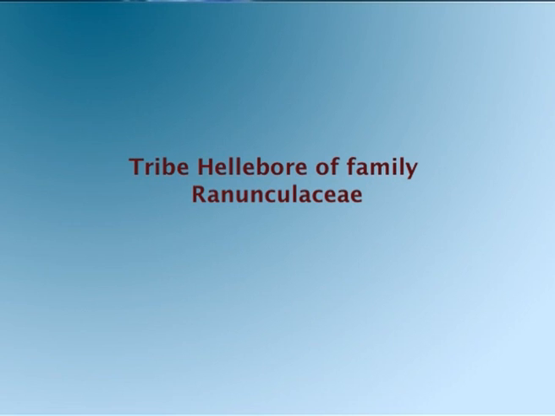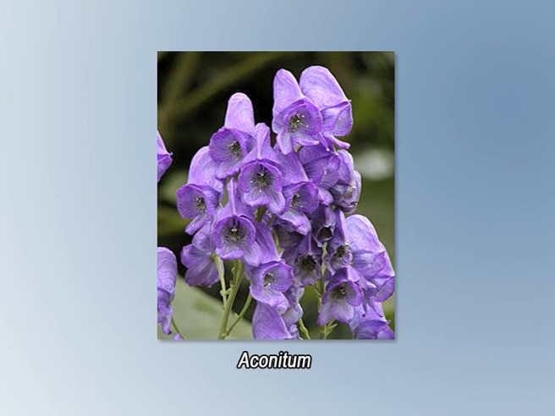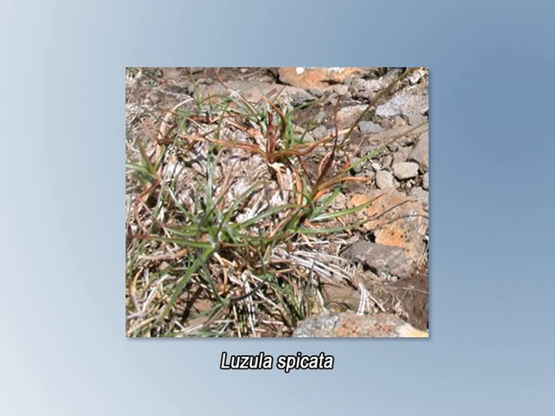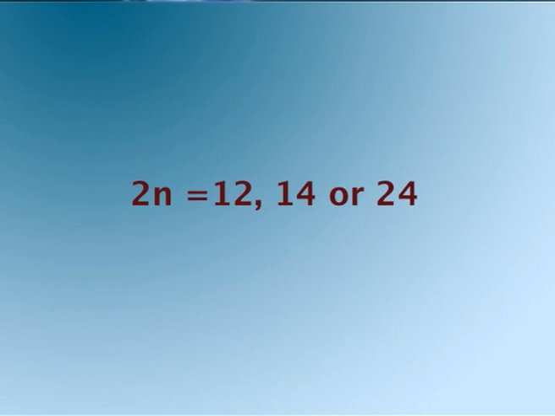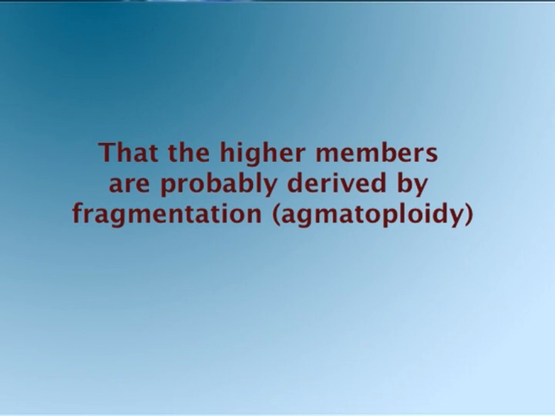Most asymmetric karyotypes are reported from Delphinium and Aconitum, the two most advanced genera. In the Luzula spicata group, for example, plants can have 2n = 12, 14 or 24, but the total chromosome volume is about the same in all and indicates that the higher members are probably derived by fragmentation, that is agametoploidy. In other cases, different chromosome numbers occur in different cells of one root tip, that is mixoploidy.